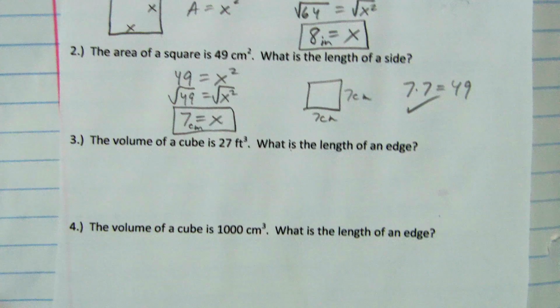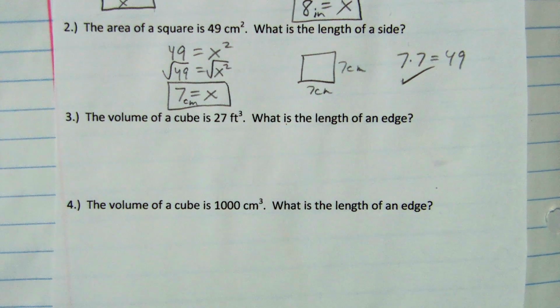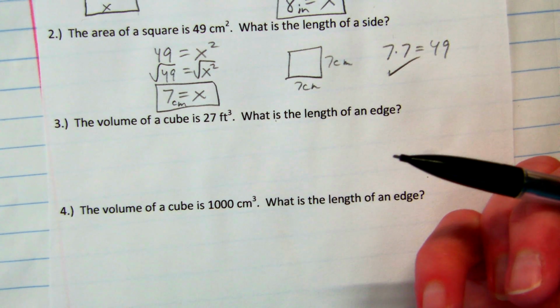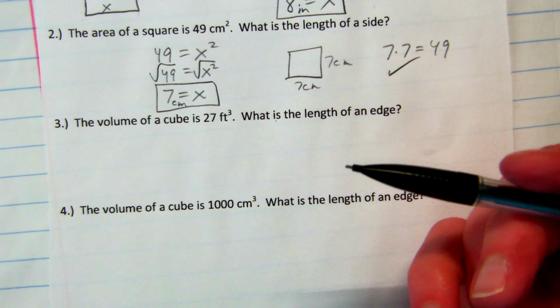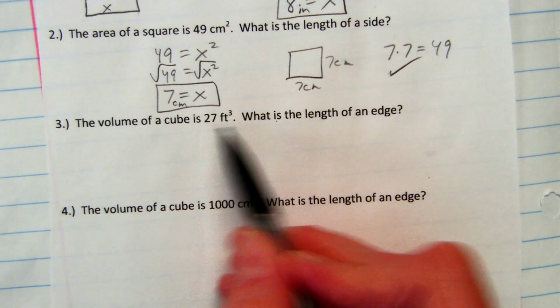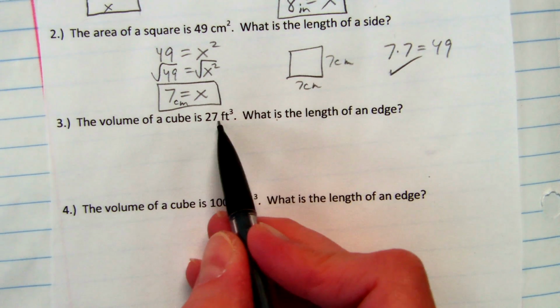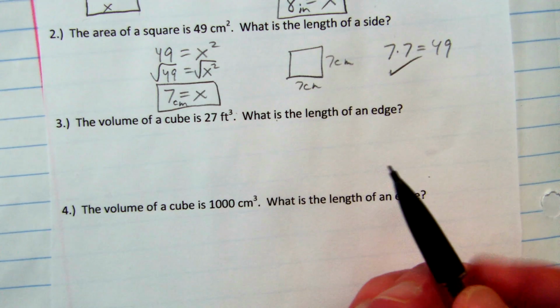So those are fairly simple because they're squares. They're also expecting us to use this with cubes. Remember when we did volume, that whole unit on volume? Well, this is just another little add-on that's going to go with it. The volume of a cube is 27 cubic feet. What's the length of an edge?